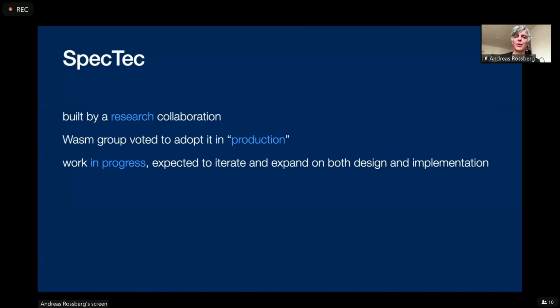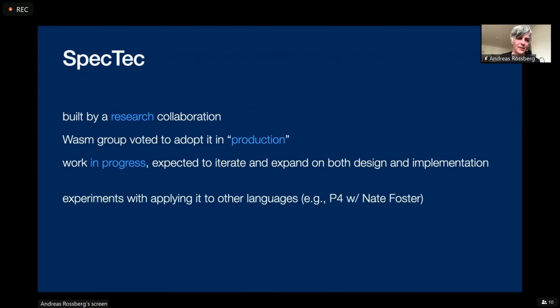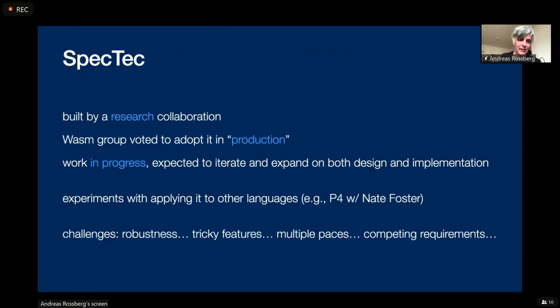But of course, it's still work in progress, and there are many things where we expect to still iterate, because we're operating in a space that is not well trodden, right? Where we don't really know what the right solutions are all the time. We're also experimenting with applying this to other languages because we believe there's quite a bit of potential here. So for example, there's an experiment with specifying P4 with something like SpecTech.